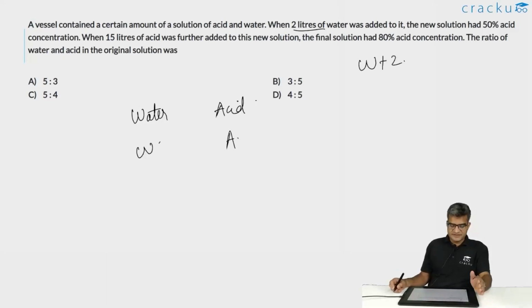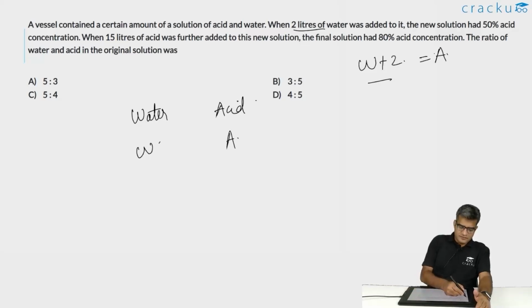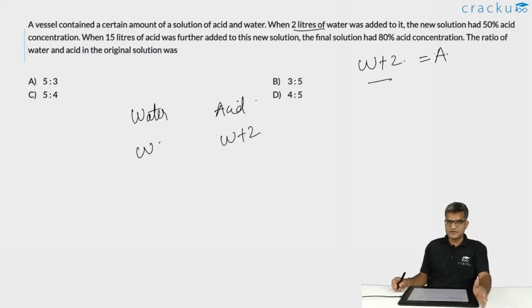The new solution has 50% acid concentration. If the new solution has 50% acid concentration, the amount of water also is 50%. So the amount of water is essentially equal to the amount of acid. So let us assume, to avoid having a new variable, that the amount of acid initially is W plus 2. Now if 15 liters of acid is further added to this new solution.